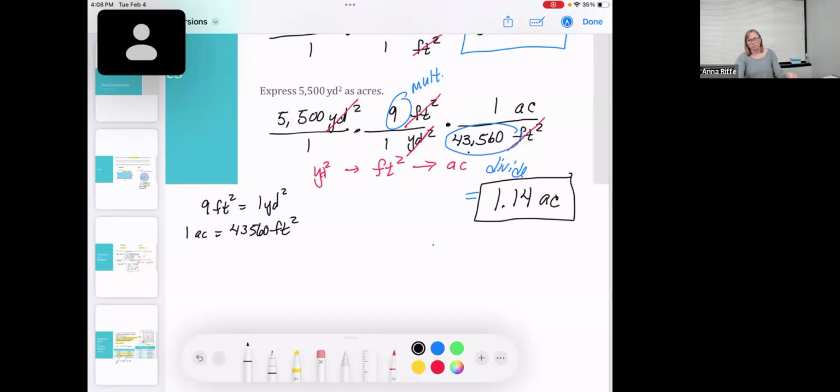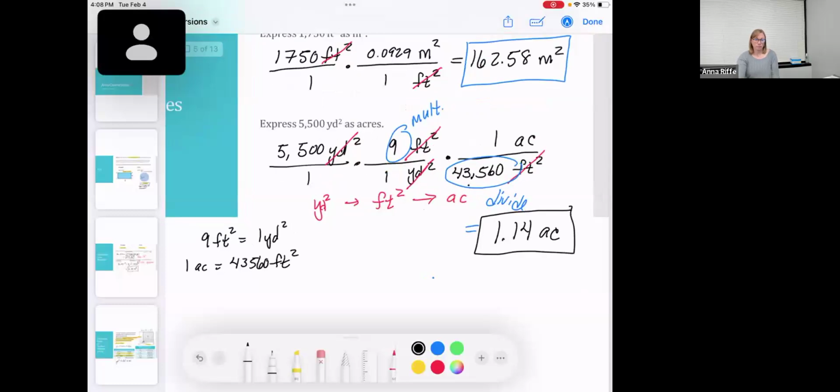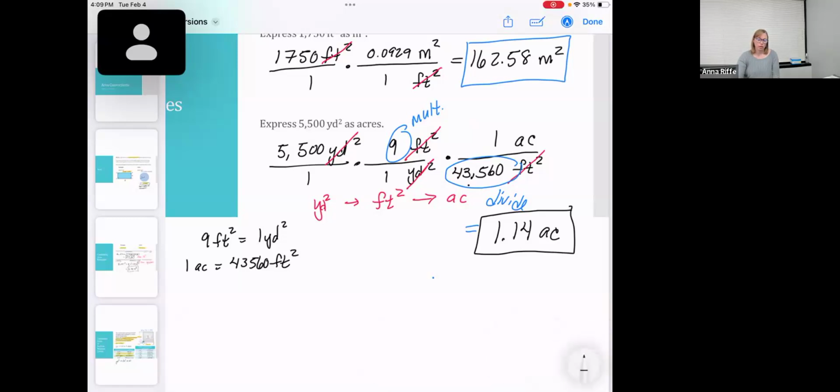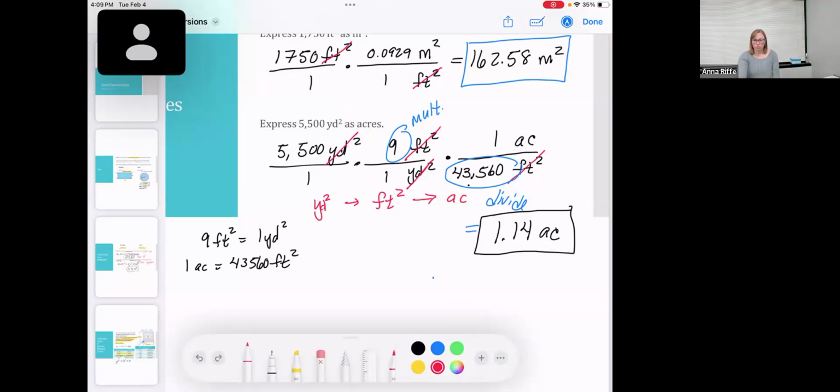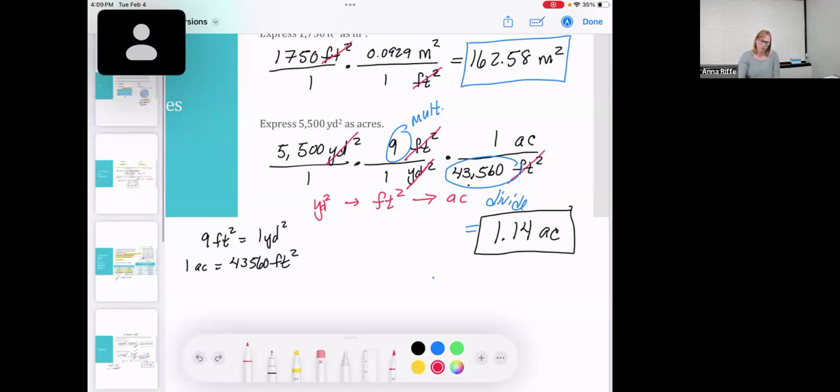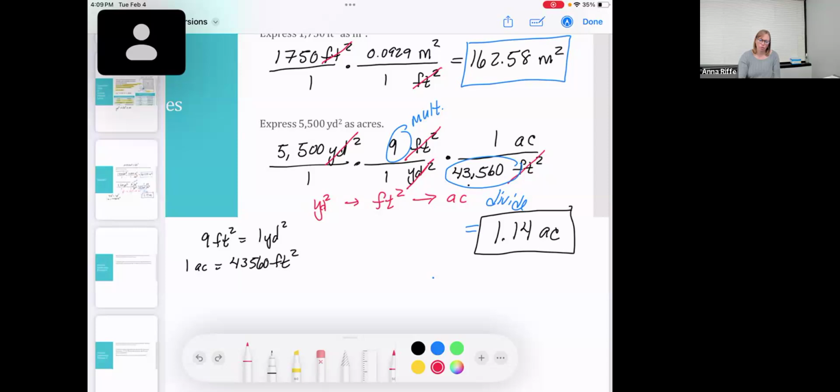Questions on that? You feeling okay about this? It's not too bad. It's just a different place on the conversion chart. And you have to remember when you're converting that we're dealing with area units. So the conversion factors that we're used to, we have to modify slightly. Okay.